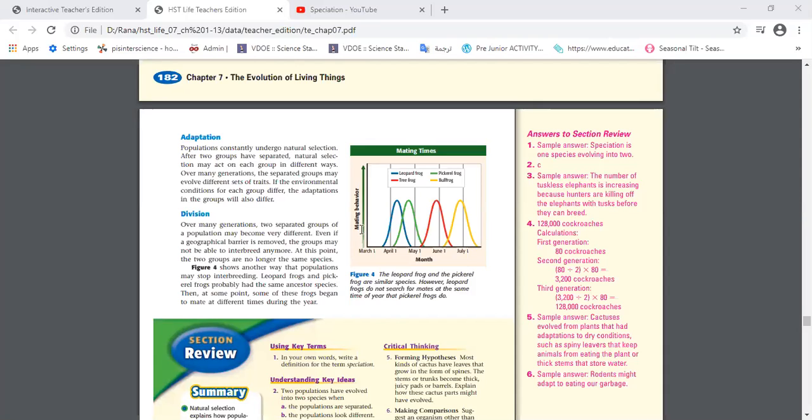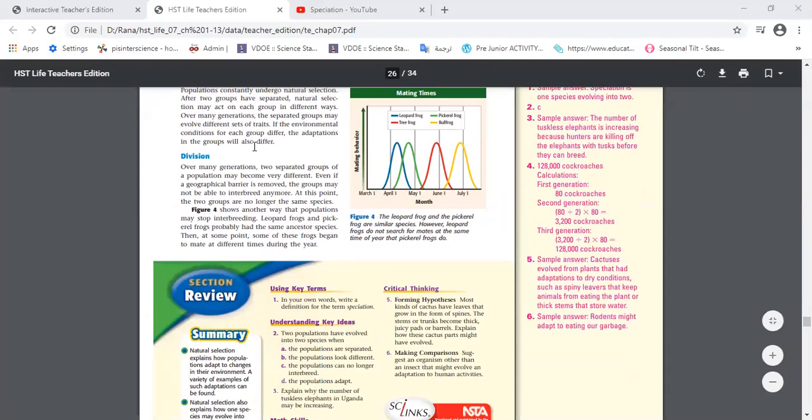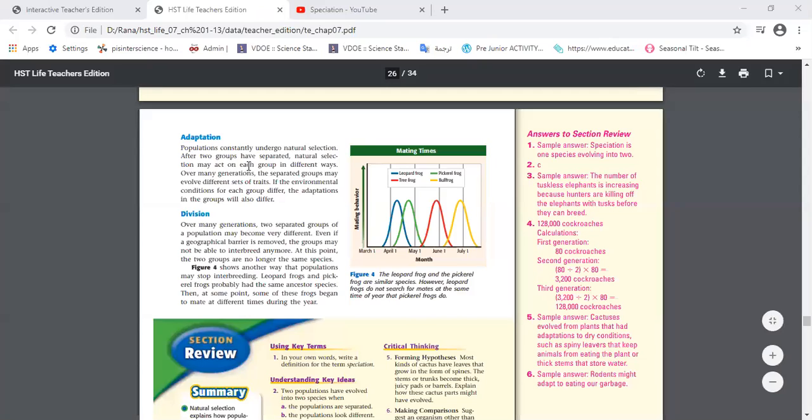For example, let's see here. The first step of speciation is separation, the second step is adaptation, and the third step is division. So who can read this paragraph on division, guys? What about the others? Okay, Farah.